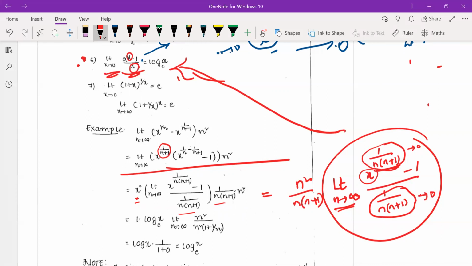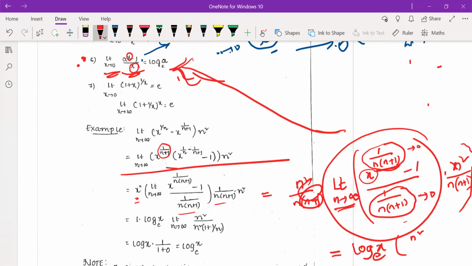This looks similar to this one, with the limits, x power became 0 and even the denominator became 0. So this will become log a base a. Here a is nothing but x. So log x base a into n square by, no, I should not take n square here. It should be in the limit, because n is a variable here. N into n plus 1.